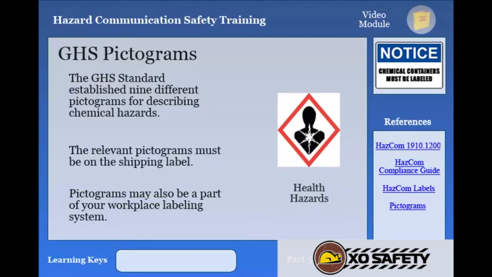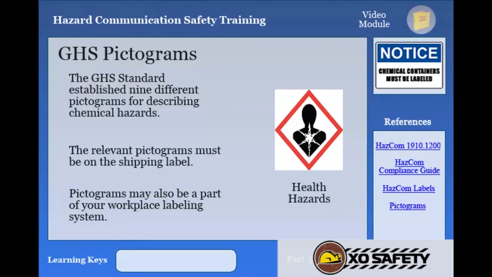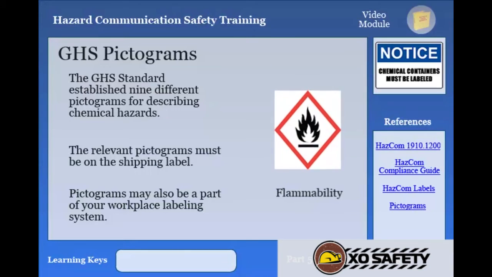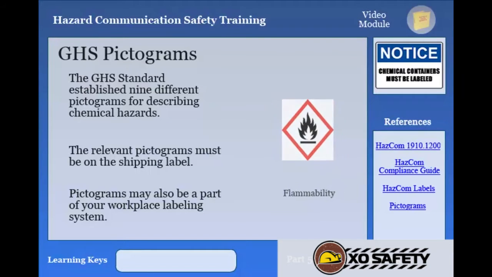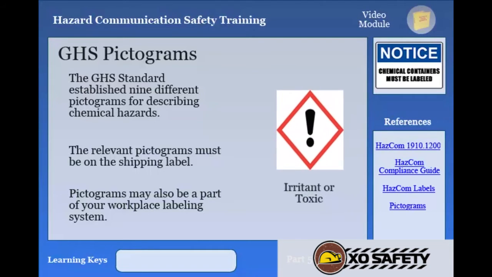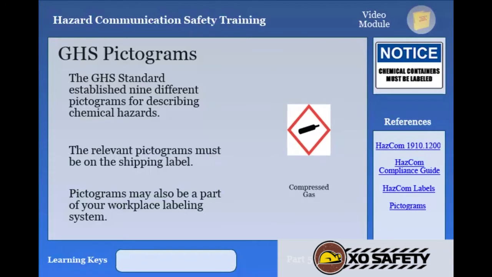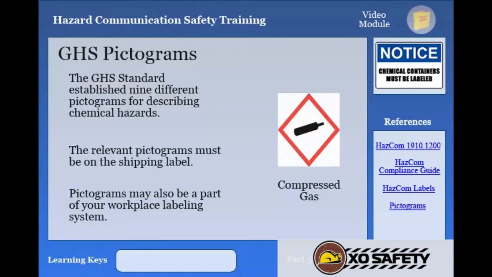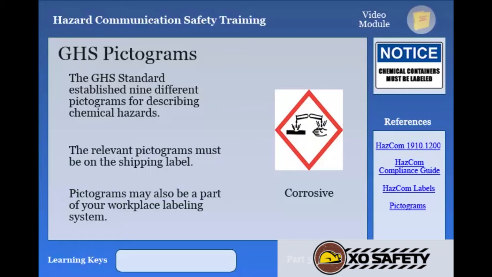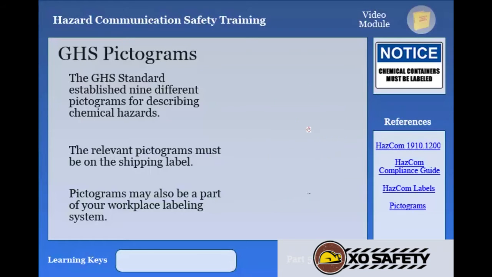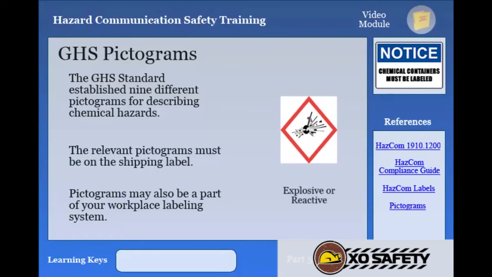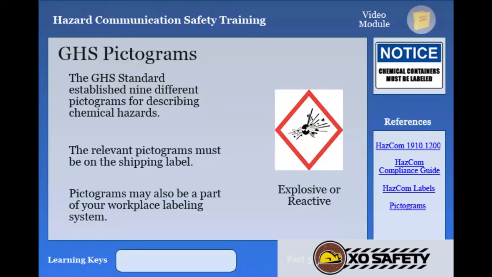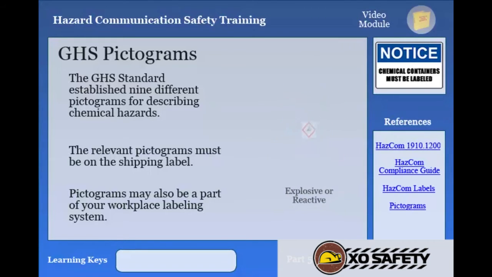Health hazard for chemicals that are harmful to health. This pictogram indicates the substance is flammable. The exclamation point indicates the chemical is an irritant or it is toxic. The gas cylinder means that the chemical is a compressed gas. The substance and hand getting an acid burn represents a corrosive. The exploding bomb means that the chemical is explosive or reactive.